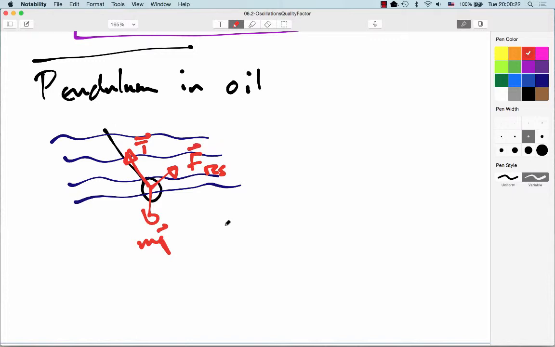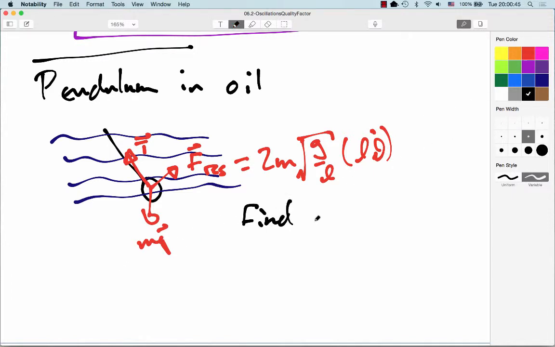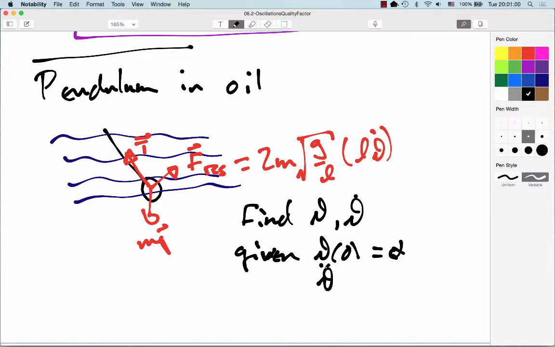And it turns out that for the purposes of this problem, the shape of the bob and the viscosity of the oil conspire just right to give us a resistive force equal to 2m times the root of g over L times the speed, which would be L theta dot. All right, so we want to find theta, and theta dot as a function of time, and we're given that our initial angle, theta at time 0, is alpha, and we release it from rest, so theta dot at time 0 is 0.